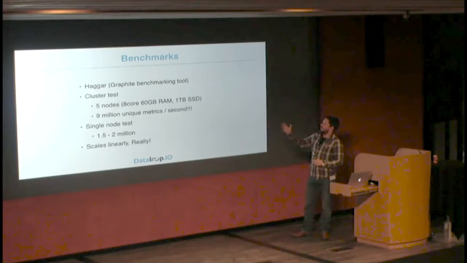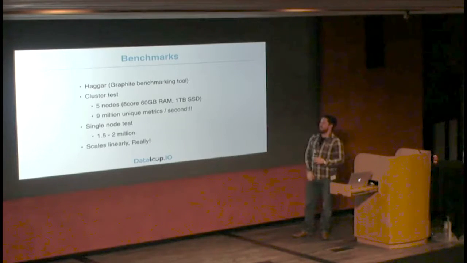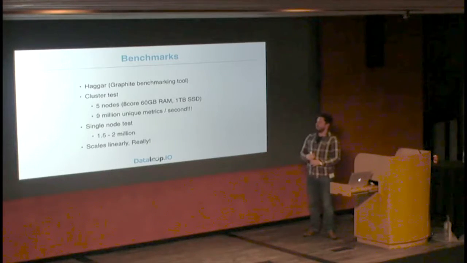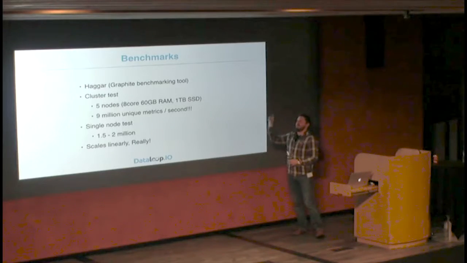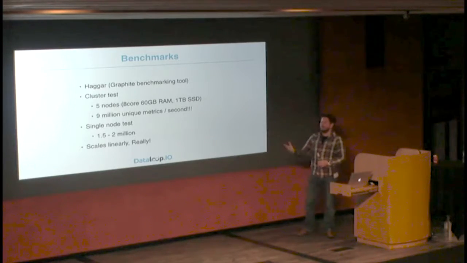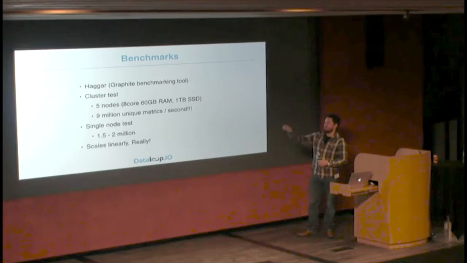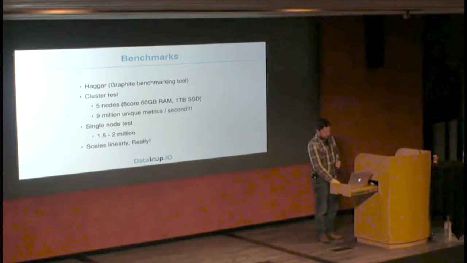It's a fairly beefy box, but he had 5 of those and was getting 9 million metrics per second, which, compared to anything else we've tested, kind of blows the pants off of those. Take it with a pinch of salt: this had a replication factor of 1, so if you lost a node, you'd lose your data. But it scaled linearly with that. So if you did increase the replication factor, you'd have a degradation on this benchmark, but it would still be astronomical compared to anything else.